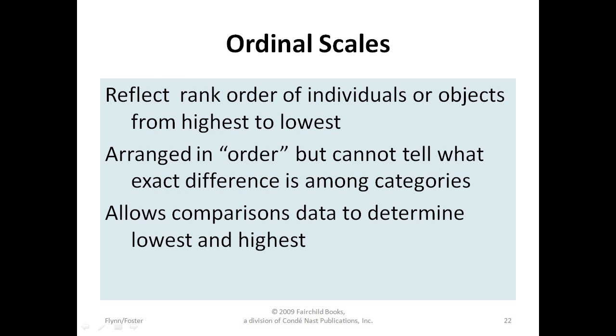Next is the ordinal scale, and it's a rank order of individuals or objects. So an example would be people with the most education come first, PhD students, then master's students, or a rank order in race or grade. And it's shown numerically, or for an item would be clothing, and it's shown numerically. This is an arranged order, but you cannot tell the exact differences among categories.